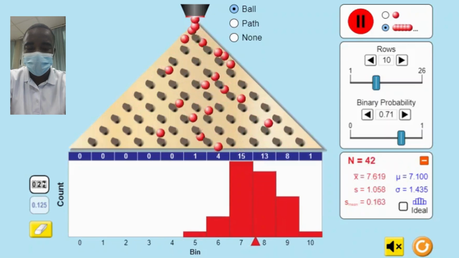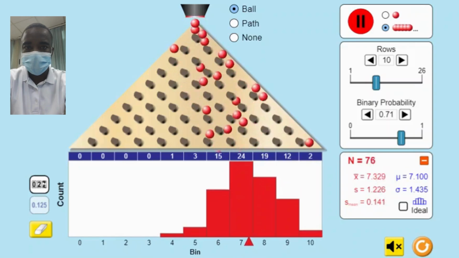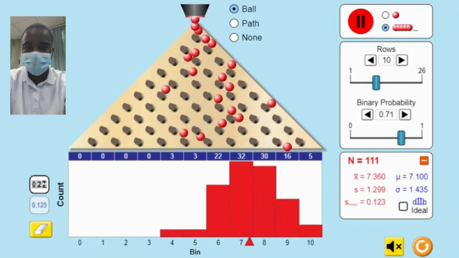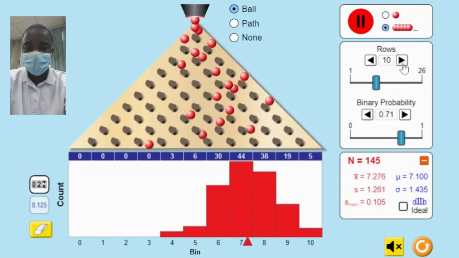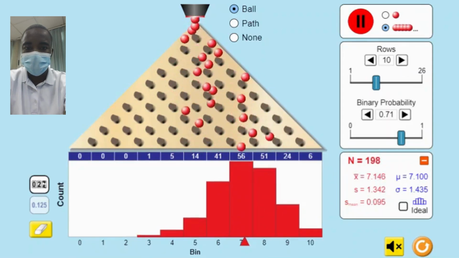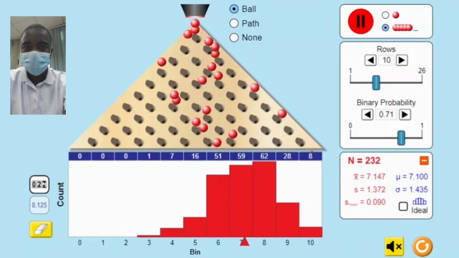The quincunx board illustrates the binomial distribution, which is a discrete probability distribution that describes the number of successes in a fixed number of independent Bernoulli trials. Students can observe how the distribution of outcomes on the board follows a binomial distribution and understand the relationship between the number of trials and the shape of the distribution.